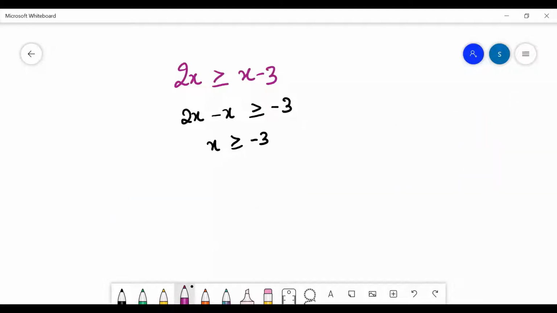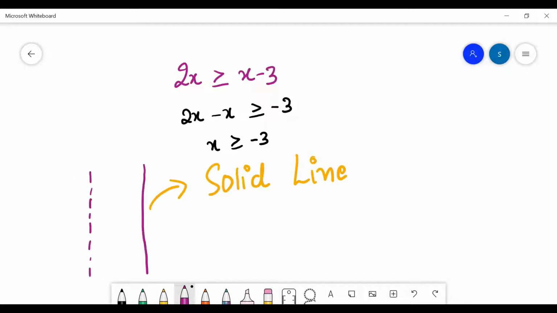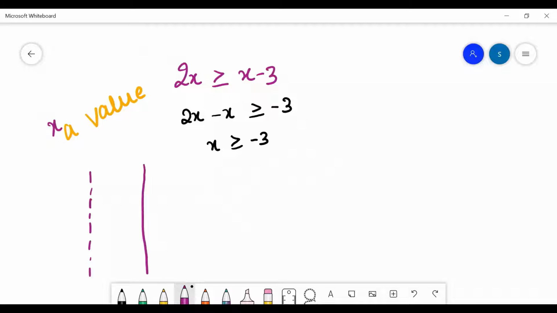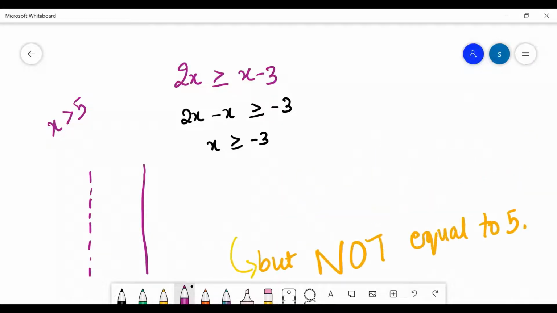Now let's try to represent the same inequality x greater than or equal to minus 3 on the graph. So before we draw the graph, we should know the meaning of two lines here. First is this dotted line and the solid line. So the dotted line is used in cases where we're not including a particular value. So an example would be x greater than 5. So when we say x greater than 5, we are talking about values of x which are above 5 but not equal to 5.